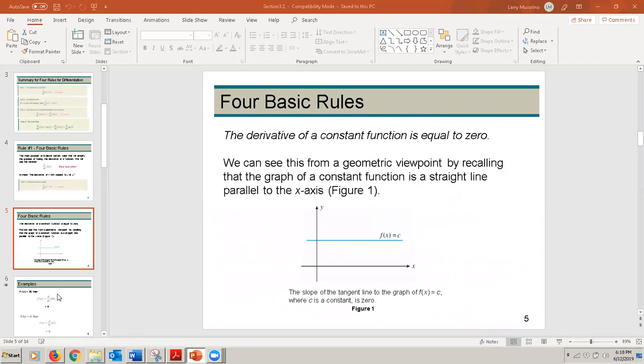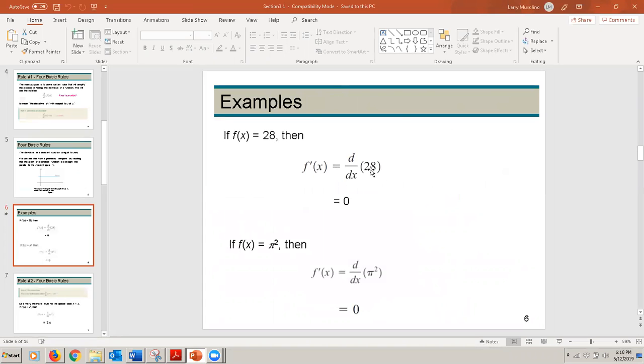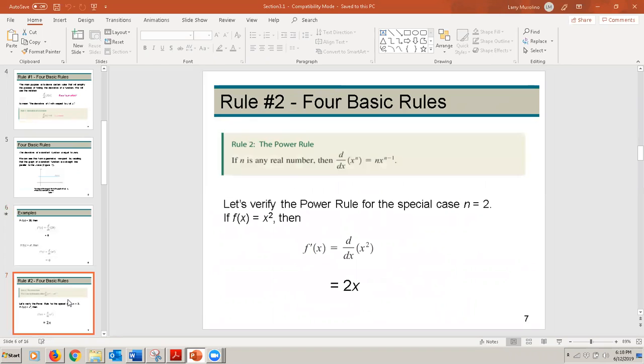So it makes sense that if you were to take the derivative of any constant, let's say 28, you would get 0. The derivative of pi squared is just a number, it's a constant, so that derivative is 0. All right, let's go to this power rule.